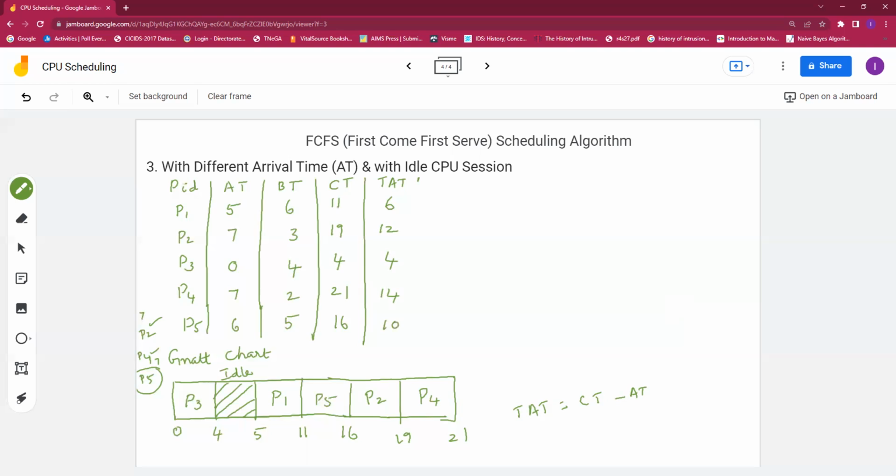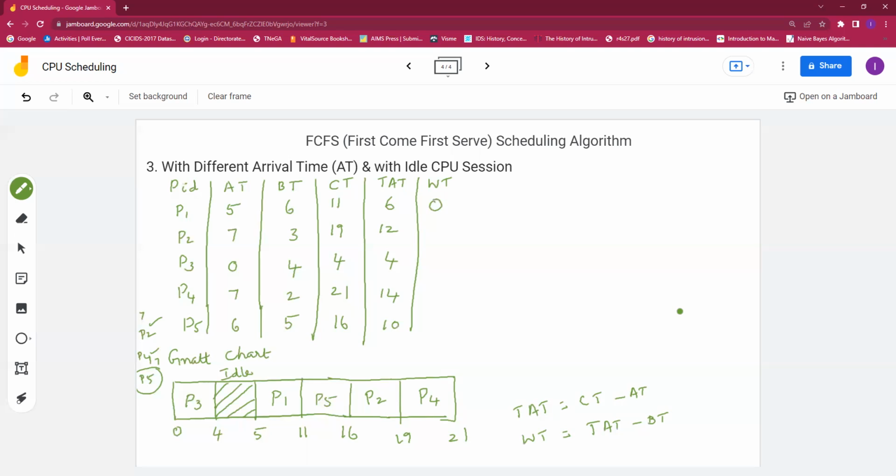So the turnaround time we found out, and the next thing we need to find out is the waiting time. How will we find out the waiting time? Waiting time is nothing but the turnaround time minus the burst time. You know the turnaround time and you know the burst time. So as you see, for process P1, your waiting time is 0. 6 minus 6, it is 0.